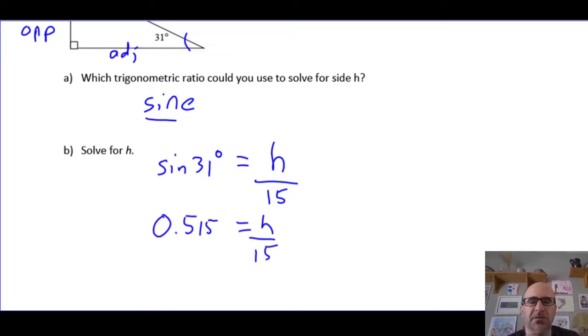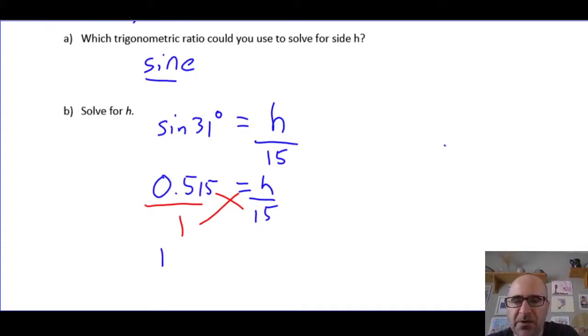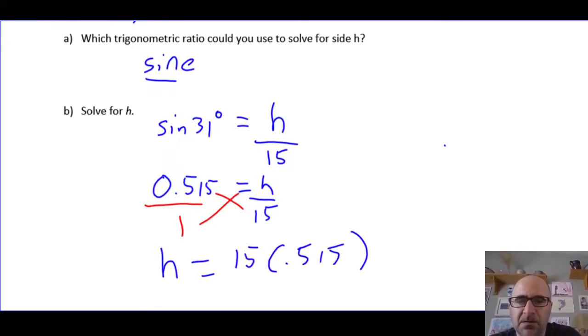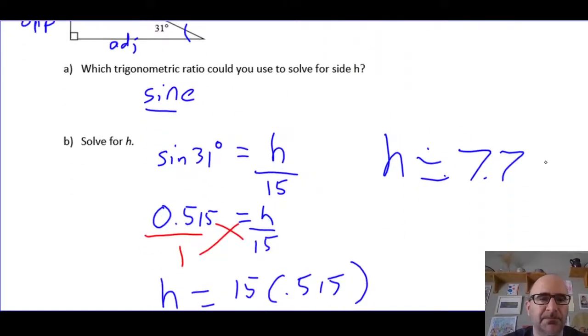Okay, and now we need to solve this equation. 0.515 equals h divided by 15. Now you have two choices here. You can multiply both sides by 15 to get h equals 15 times 0.515, or if you like, and I know a lot of people do like this, they always like to cross multiply. Put it over 1 and cross multiply. In either case, you're going to get that h times 1, or h equals 15 times 0.515, which gives us an answer of approximately 7.7. Oops. About 7.7. And that is in centimeters.